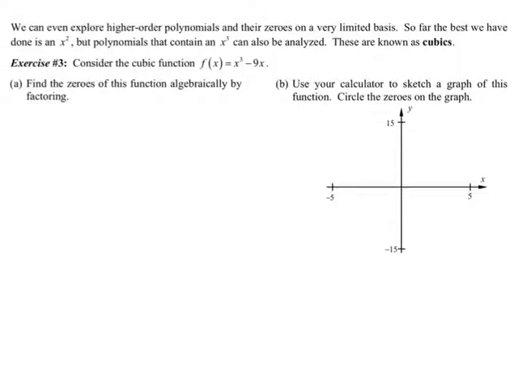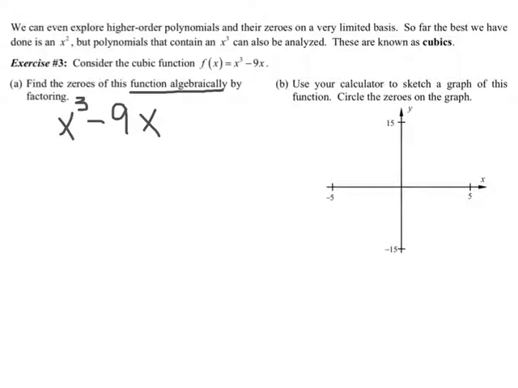We can even explore higher order polynomials and their zeros on a very limited basis. So far, the best we have done is x squared, but polynomials that contain an x cubed can also be analyzed. These are also known as cubics. Consider the cubic function f of x equals x cubed minus 9x. Find the zeros of this function algebraically. On an exam, what that means is you have to factor it and tee it up. So I'm going to rewrite the problem and let's factor it.